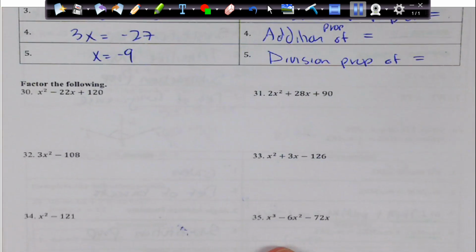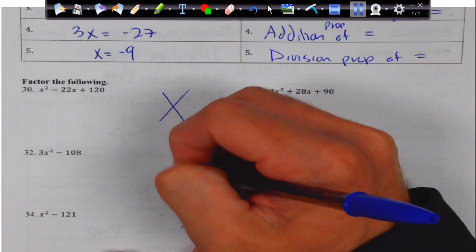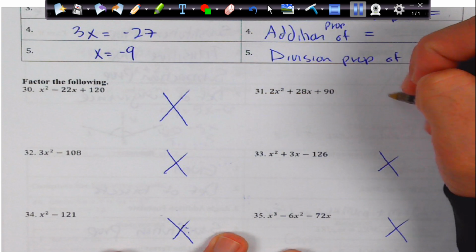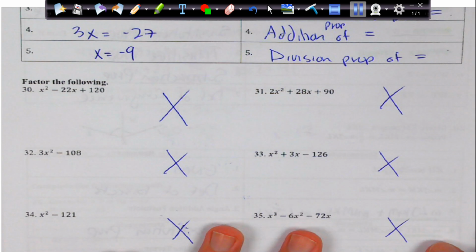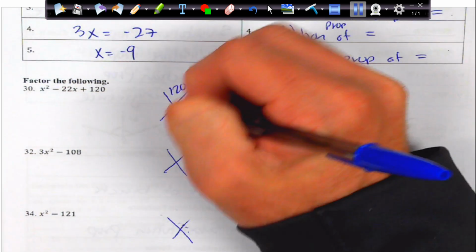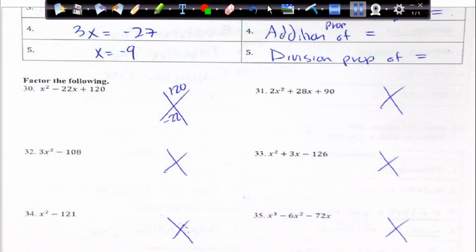Okay. Factoring time. All right, let's factor. Again, let's just do all of our little x factors. It's going to be so fun. Okay. I don't know if we actually factor all of these or not, but this one right here, 120, what multiplies to 120 adds to negative 22.